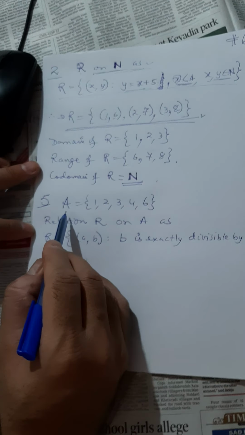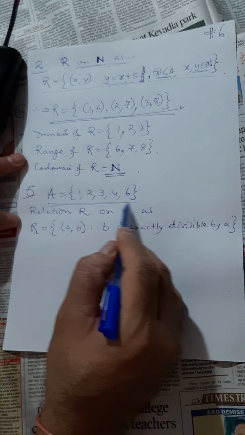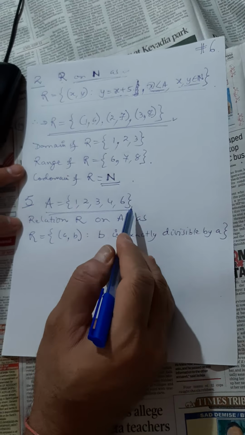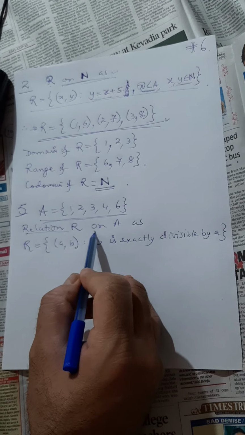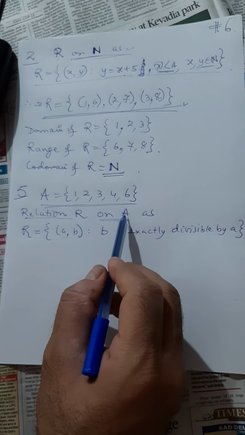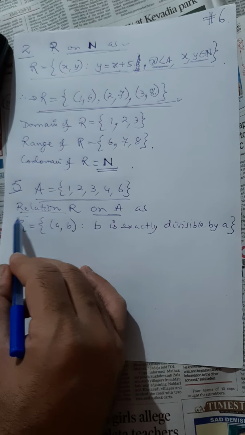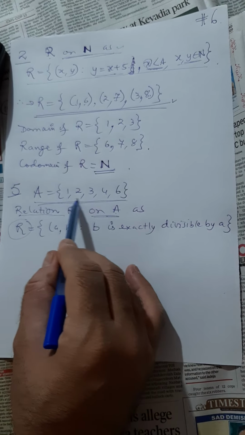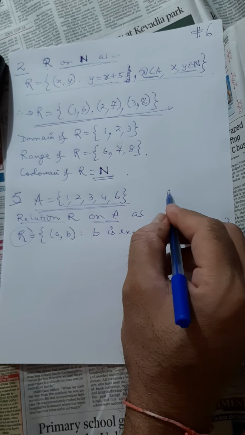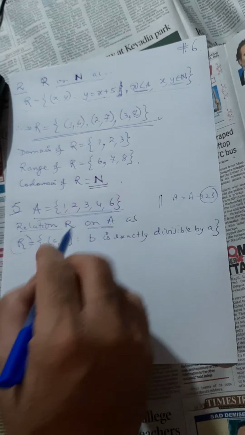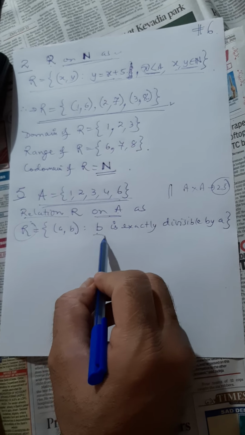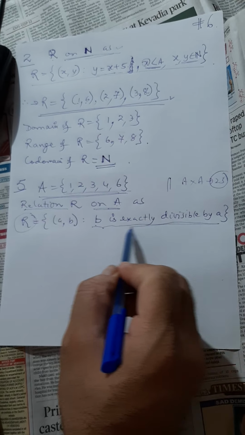So next, fifth question. You are given a set A with members 1, 2, 3, 4, 5 and a relation R on A. That means it's a relation from A to A, so R will be a subset of A cross A. Now here A cross A would have 25 ordered pairs. Out of 25 ordered pairs, you find all ordered pairs for which this condition is true.